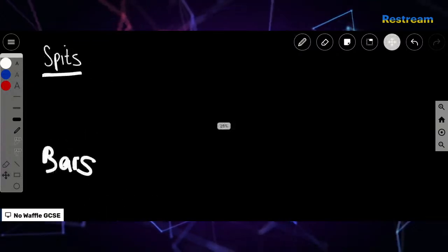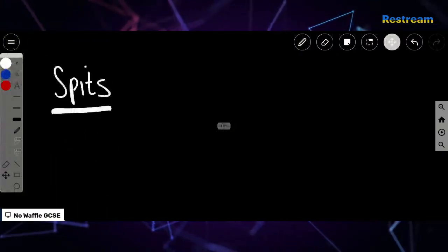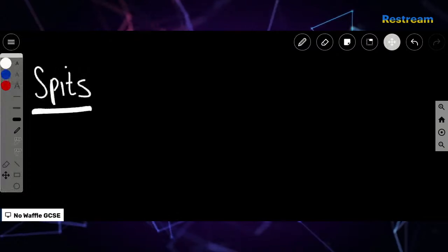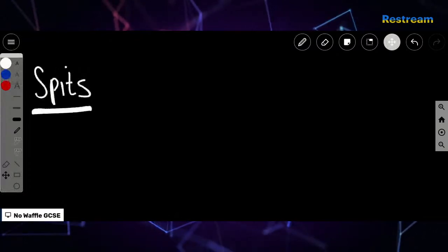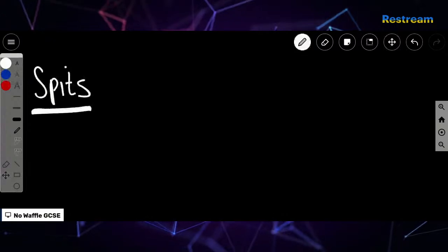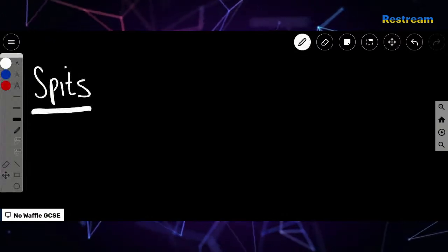So let's just hone in onto spits for a second now. Spits are formed as a result of longshore drift. So as we said, longshore drift.